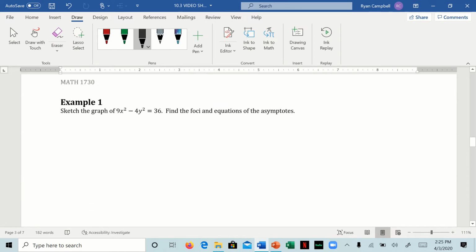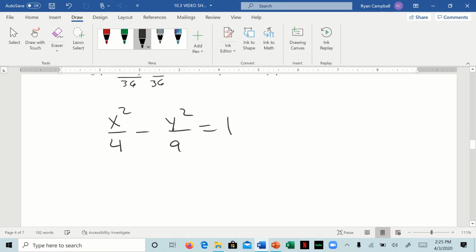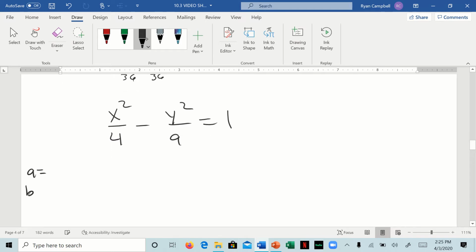All right. Example 1. Sketch the graph and find the foci and asymptotes. So, again, we're going to divide everything by 36. So we get x squared over 4 minus y squared over 9 equals 1. So we need to figure out what is a, what's b, and what's c. So remember, this time, since it's a subtraction, a is not bigger, it's just first. So the first one is going to be a squared. So a is 2, which means the next one is b squared, which is 3.